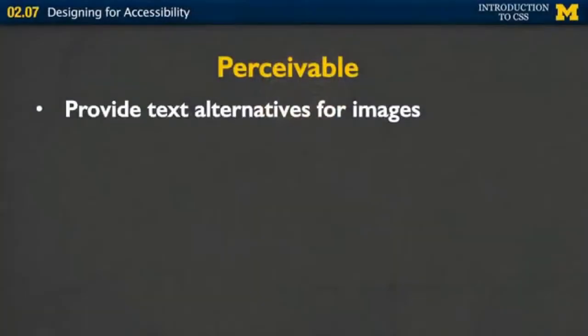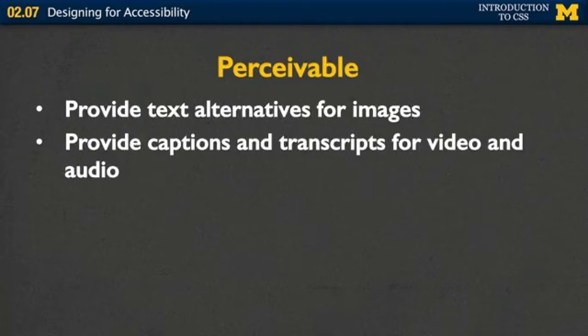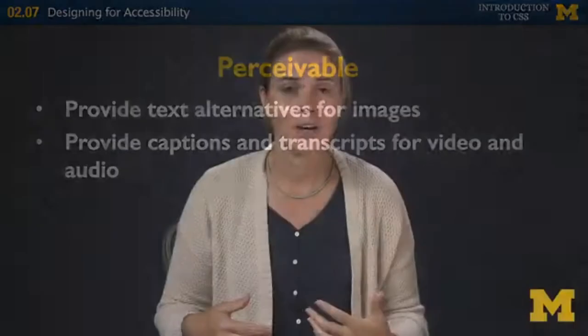First, always remember to provide text alternatives for your images. Your images should not convey the information completely on their own. Make sure that you're providing captions and transcripts for video and audio. Now, not everyone has access to tools to provide this for free, but where you work or where you go to school may be able to help you out.